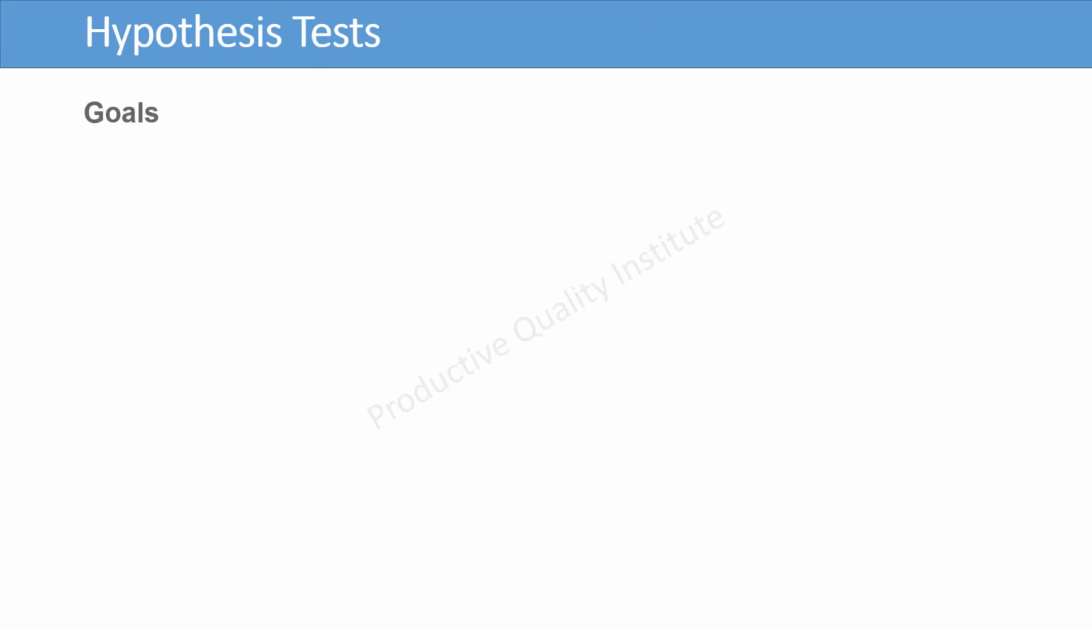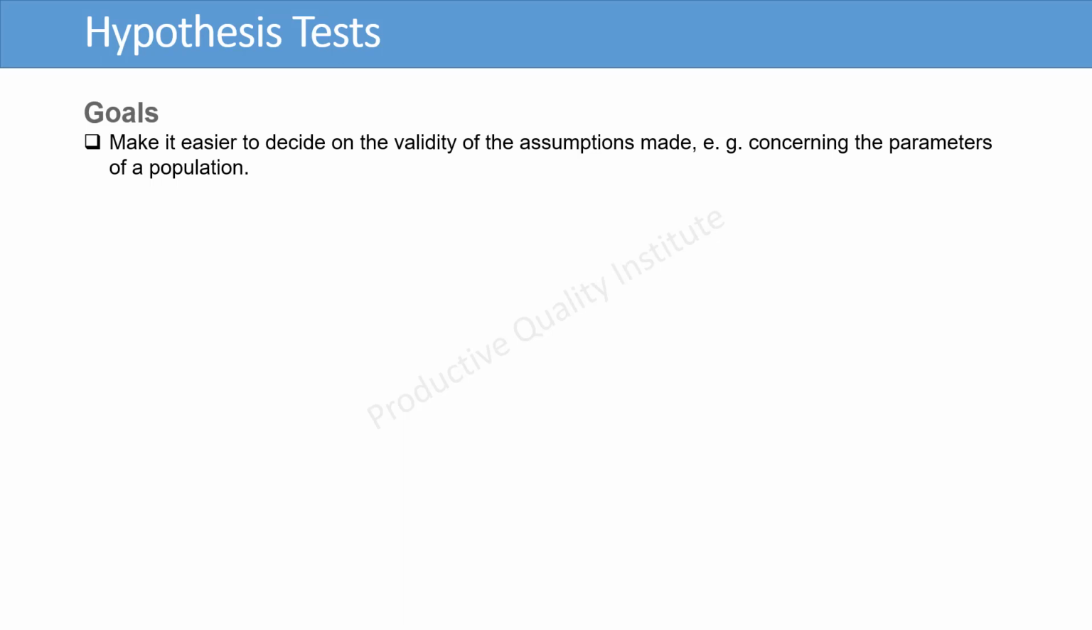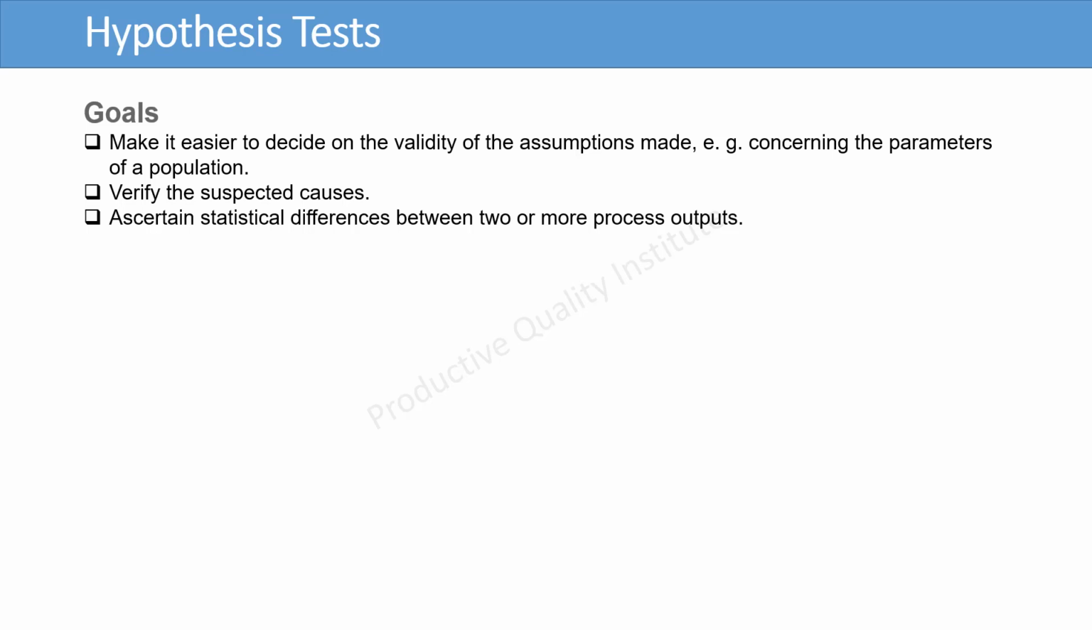The goals of doing hypothesis tests are: make it easier to decide on the validity of the assumptions made, for example concerning the parameters of a population. Verify the suspected causes. Ascertain statistical differences between two or more process outputs.